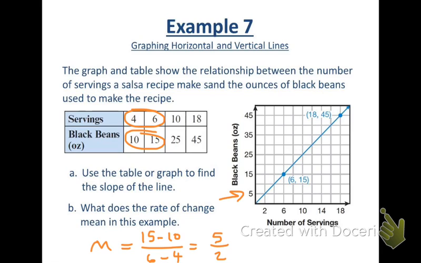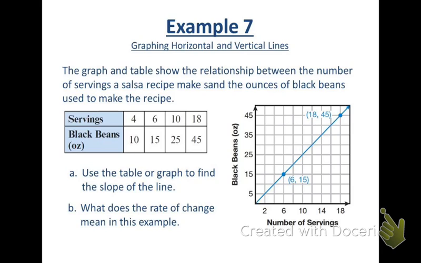This scale is going by 2s. 2, 4, 6, 8. And these would be 5s. 5, 10, 15, 20, 25. So that's something you have to be really, really careful with.